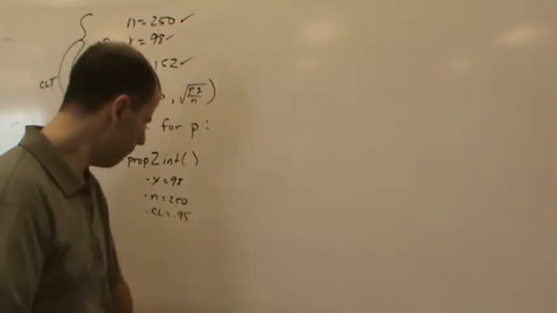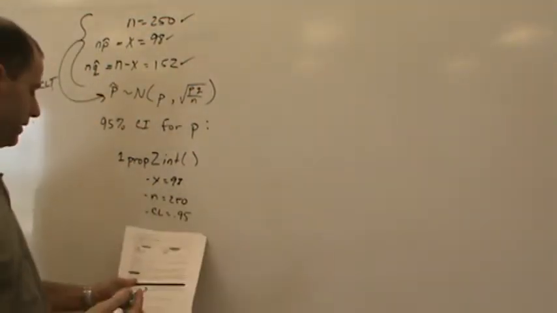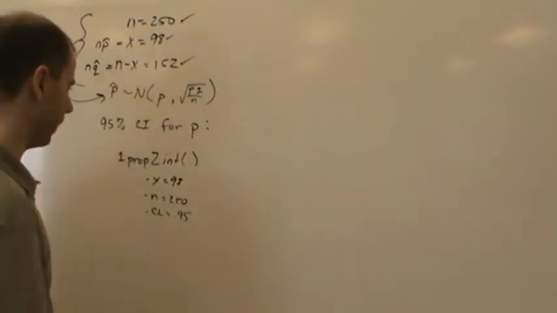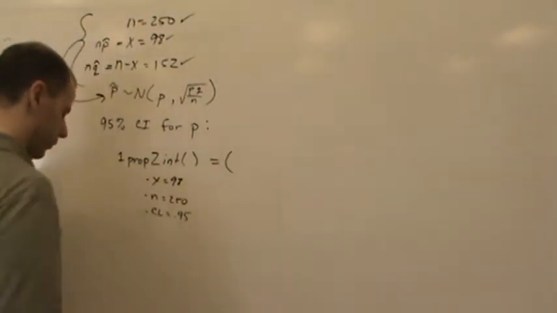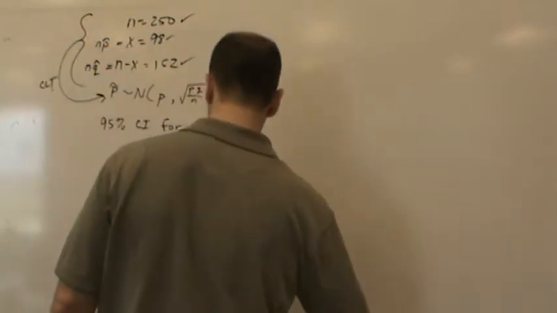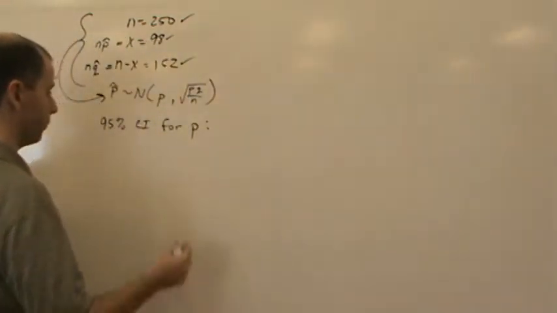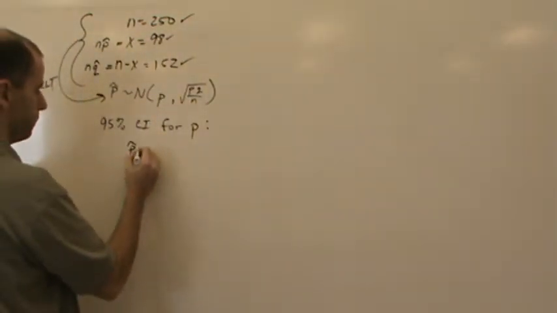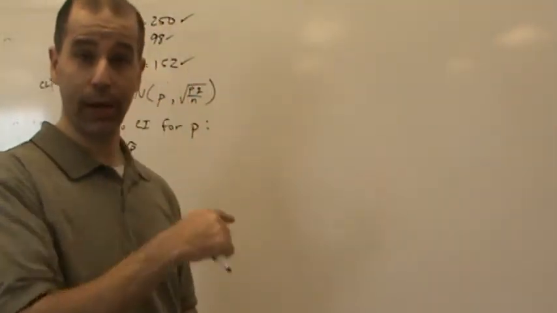But in this case, we are going to use 1 prop z int, because then all we have to do is plug in these values and it gives it to us. So what do we get? Well, actually I don't know what we're going to get because I don't have my calculator. I left my calculator in the car. So let's do it by hand, and that'll be good practice. I'm going to leave you to use the calculator, and I'm going to use the formula, and then you compare with the answer. It should be the same.